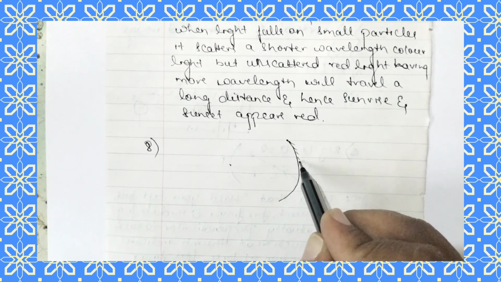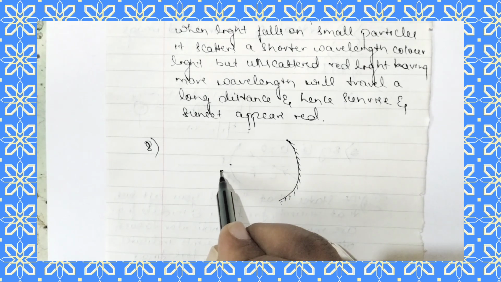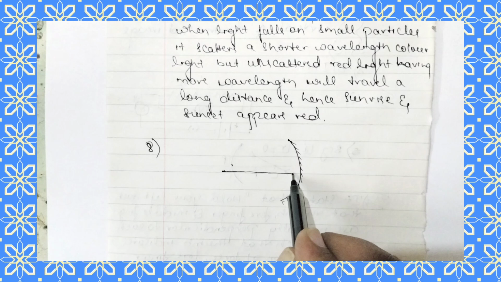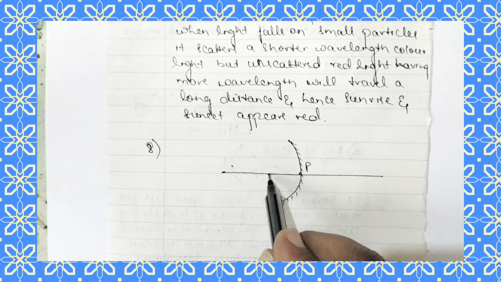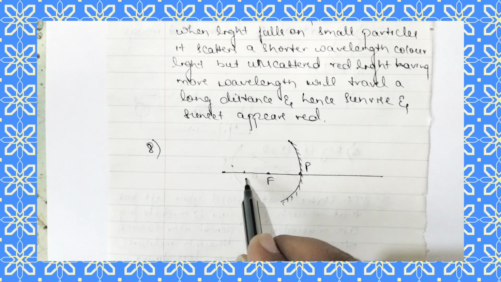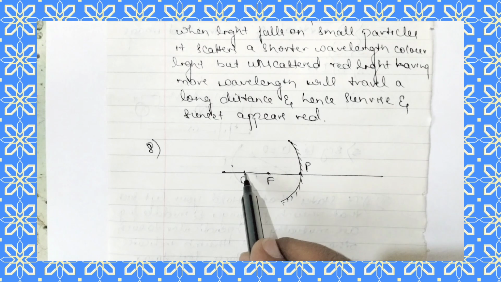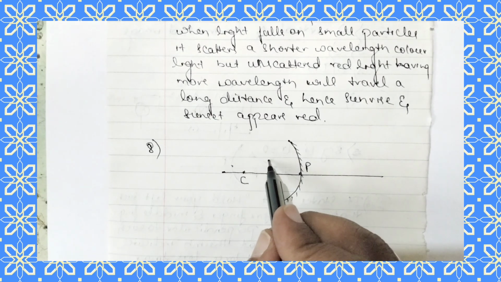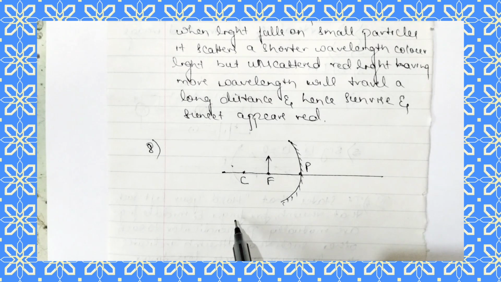So this is a concave mirror. The imaginary line that passes through center of curvature and pole of the mirror is called principal axis. This is pole of the mirror, principal focus. This is center of curvature. Now the object is kept at principal focus.